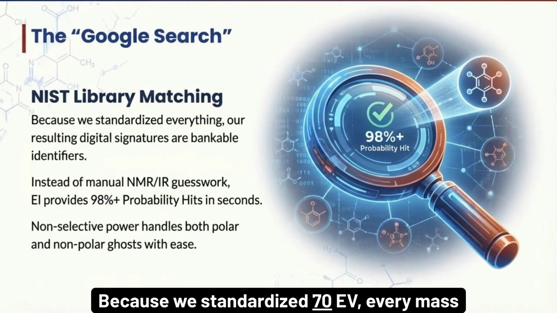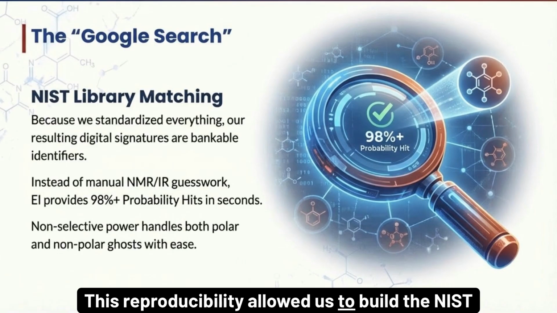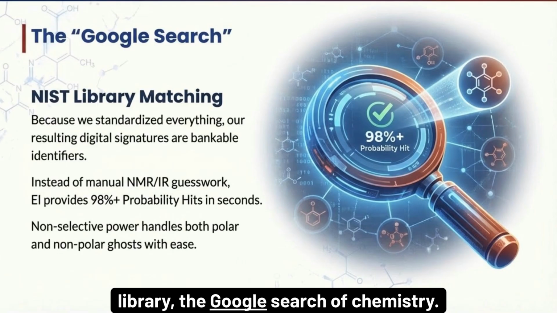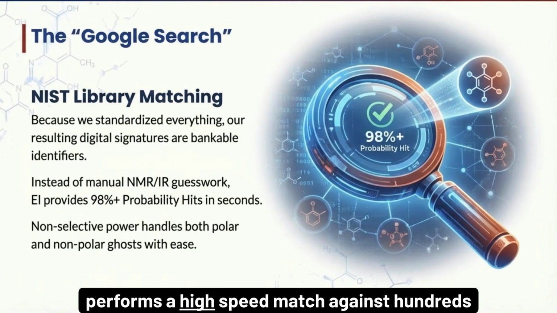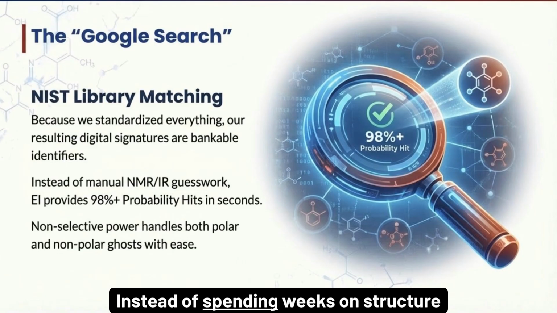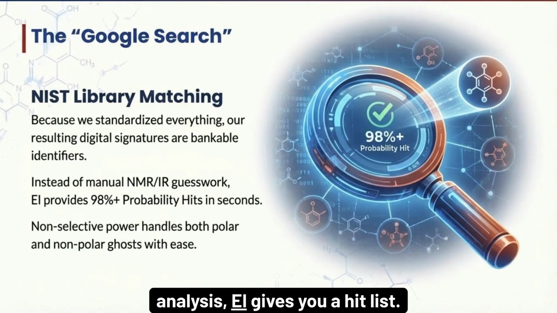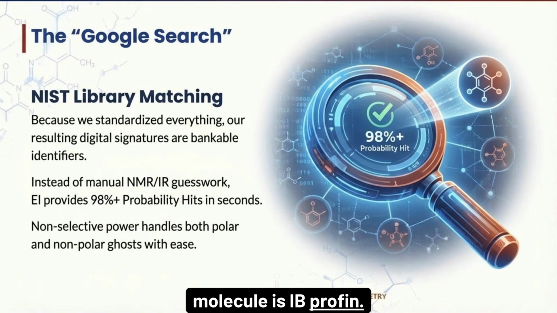Because we standardized 70 eV, every mass spectrum is a specific digital signature. This reproducibility allowed us to build the NIST library, the Google search of chemistry. When you run an unknown, the software performs a high-speed match against hundreds of thousands of compounds. Instead of spending weeks on structure analysis, EI gives you a hit list. It might say there is a 98.5% probability your molecule is ibuprofen.